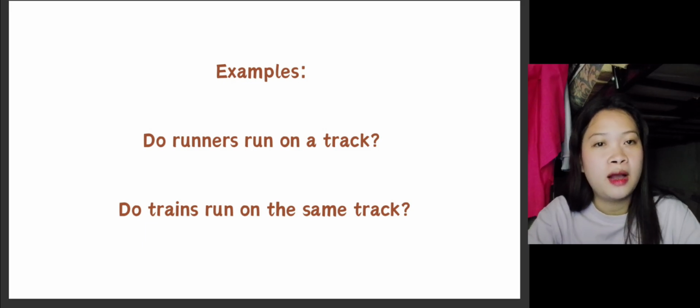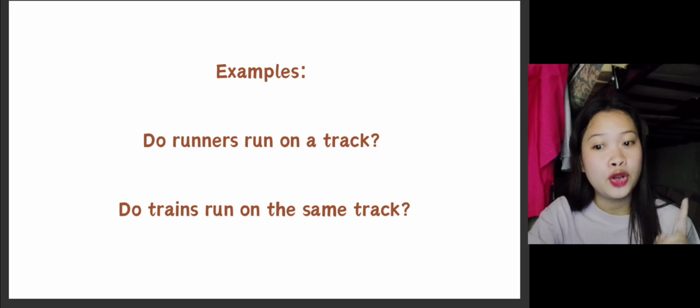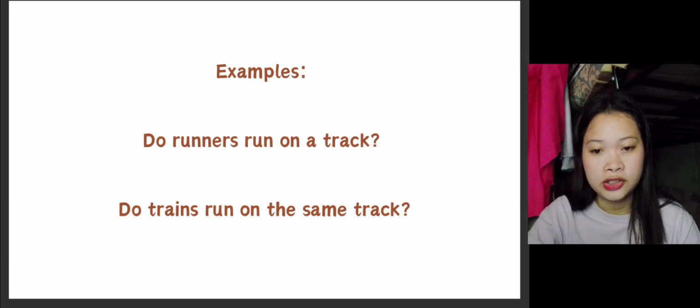Since the children know that the train has its own track, they know the answer is no. And since they know that runners can run anywhere, unlike the train which stays on its own track, they know the answer is yes. So the answer to the second one is no. This is the type of test.